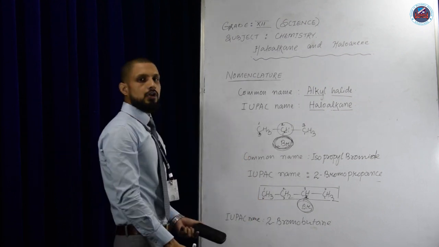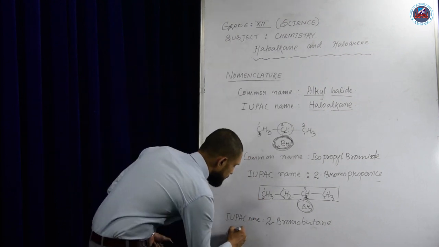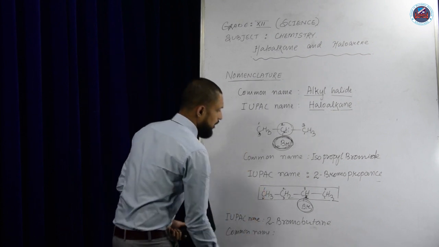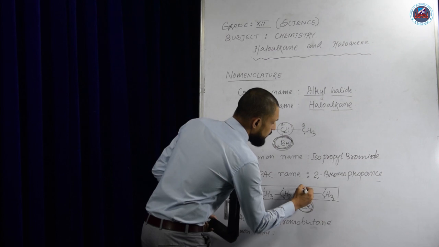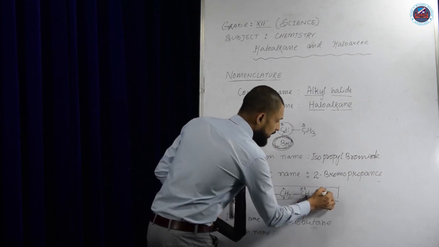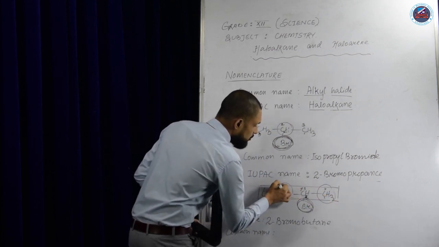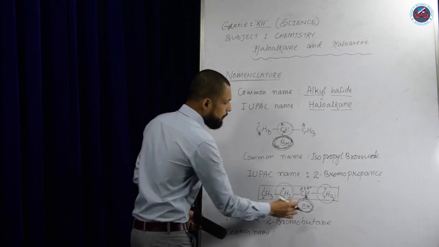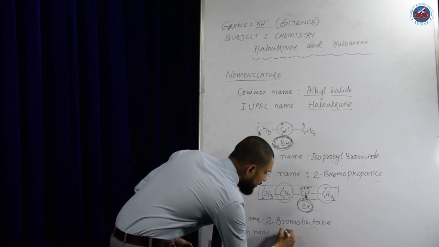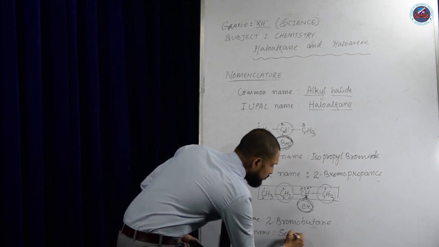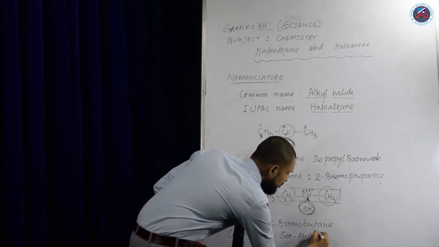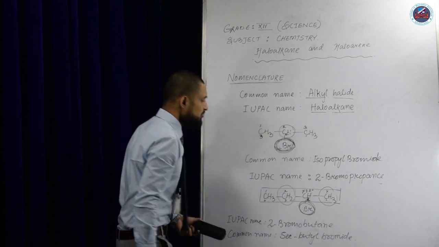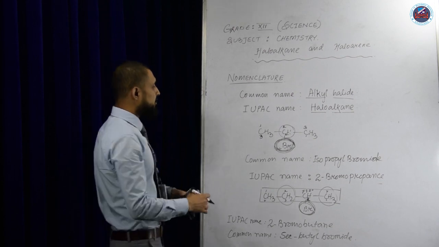Now what is the common name for this compound? You can see the halogen atom is linked to this carbon, which is linked to 2 more carbons. Therefore this is 2 degree. So for this we'll use the prefix sec. So it's sec-butyl bromide. Let us take some more complex compounds.